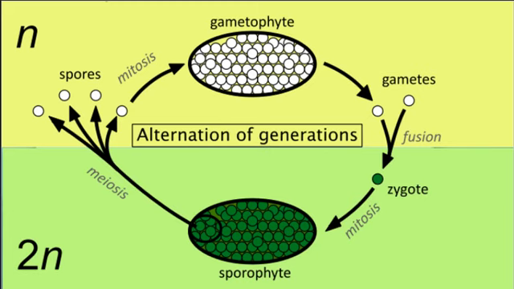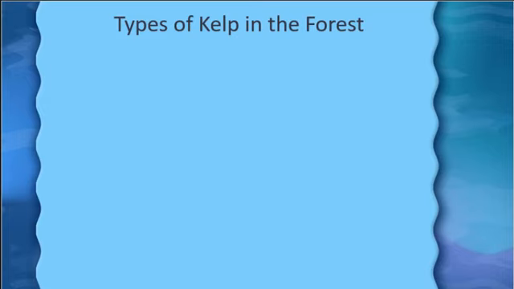So we have 2N down at the bottom, N at the top. You can see how it's going to go back and forth and back and forth. It's really a very efficient way of going through reproduction, right? They don't have to depend always on a mate. All right, here comes the big words.